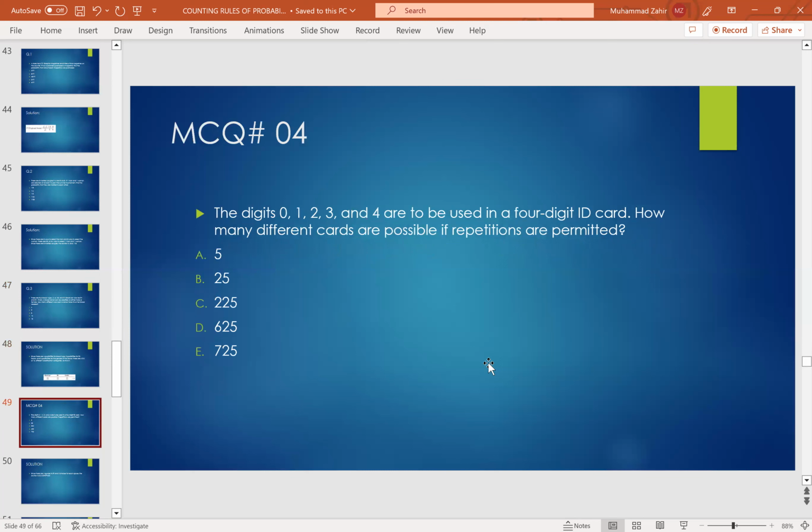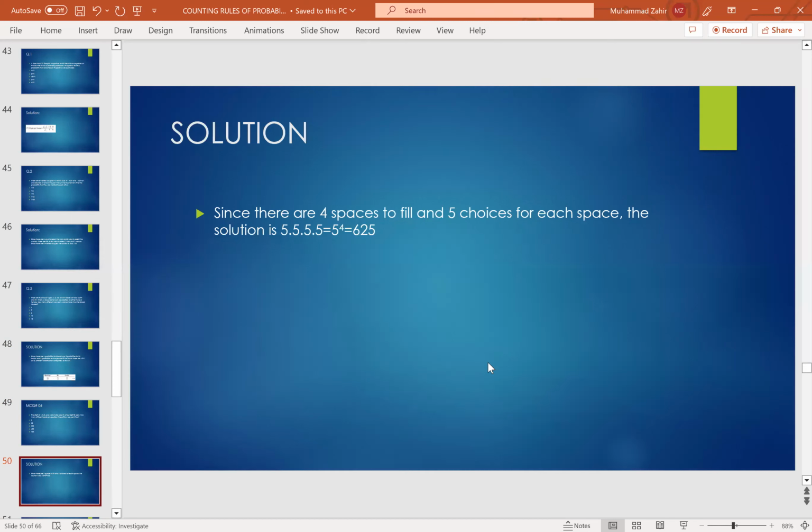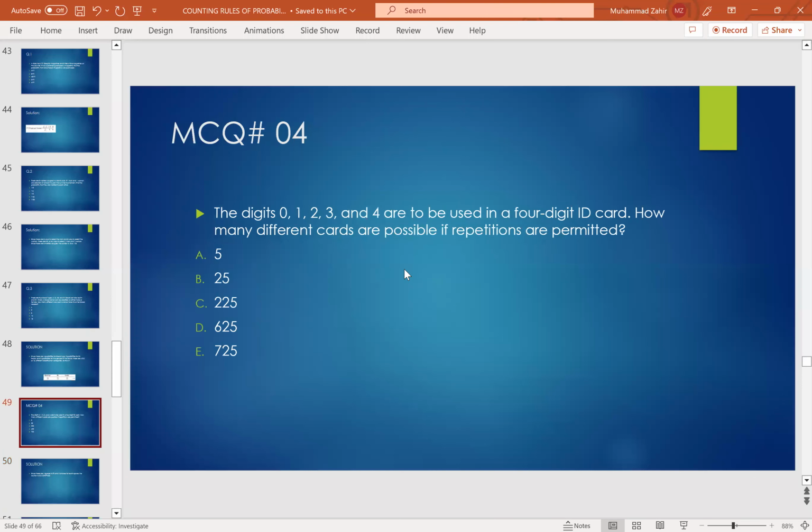Next MCQ: the digits 0, 1, 2, 3, and 4 are to be used in a 4-digit ID card. How many different cards are possible if repetitions are permitted? These are the options given. If we see the solution, there are 4 spaces to fill and 5 choices for each place. After the multiplication, the answer is 625. So there are 625 different cards if repetitions are allowed.